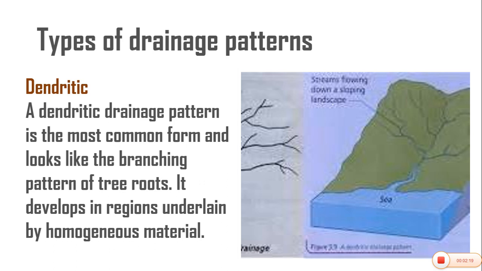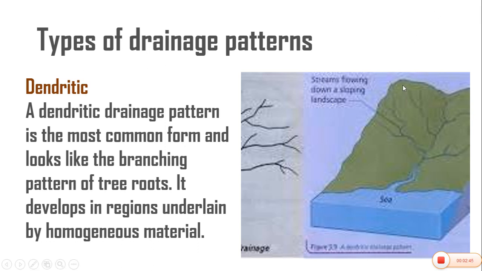dendritic drainage pattern. A dendritic drainage pattern is the most common form and looks like the branching pattern of tree roots. It develops in regions underlain by homogeneous material. The image on the screen is showing us a typical example of what the dendritic drainage pattern looks like. It looks like the branching of a tree, the roots of a tree.